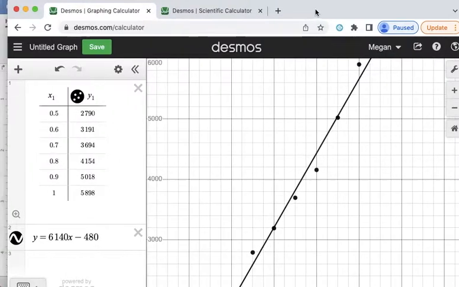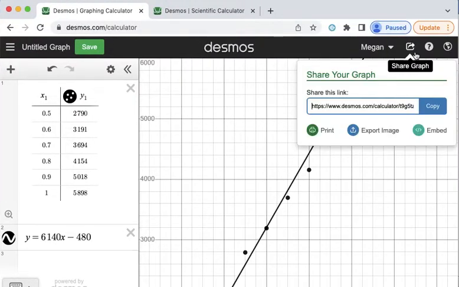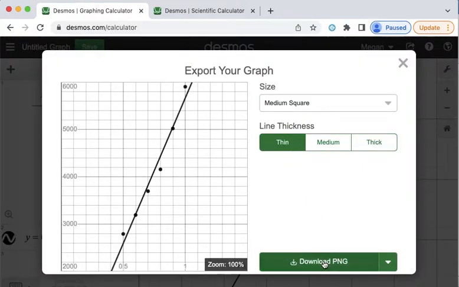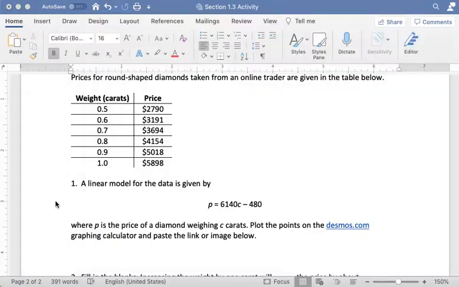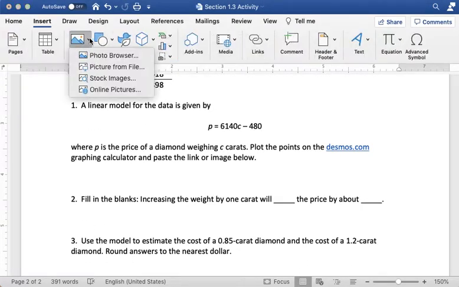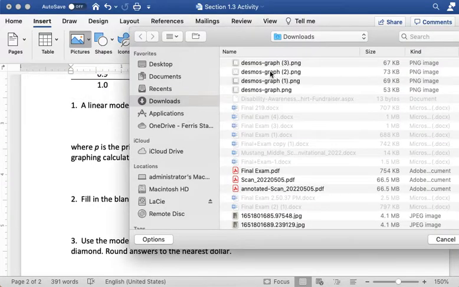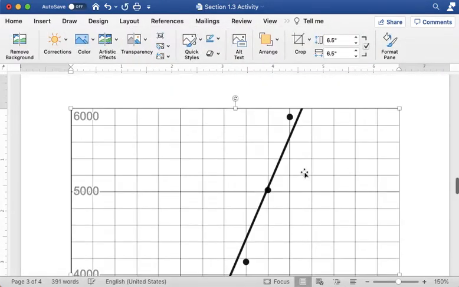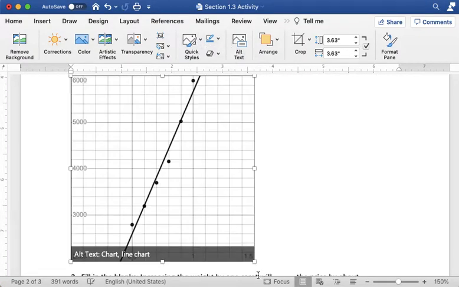So there's my graph. I'm going to paste the link or image. So to do that, remember you click Share Graph. I'll export the image here. Download PNG, and then go back to my Word document and insert, picture from file, and there's my graph. Okay. As usual, it's quite large, so I'm going to shrink it down.